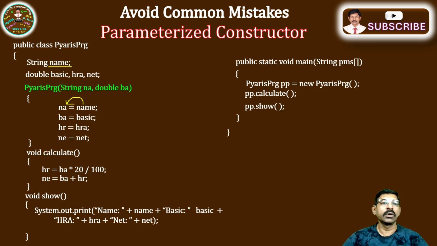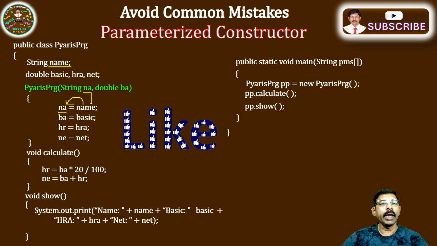We can see over here, it is assigned to NA, which is a local variable. Data is available in NA, which should give it to name, which is an instance variable. But we did the reverse process over here. So that's why everything has to be changed.